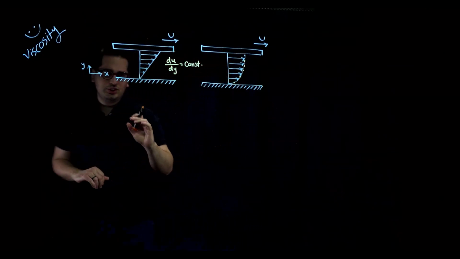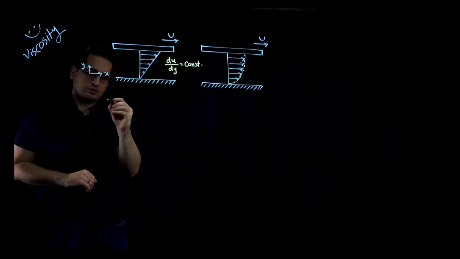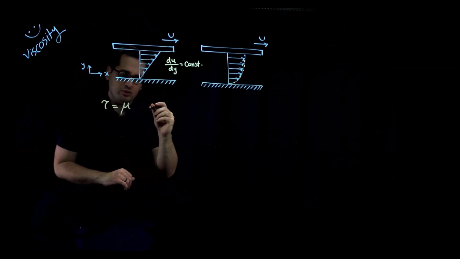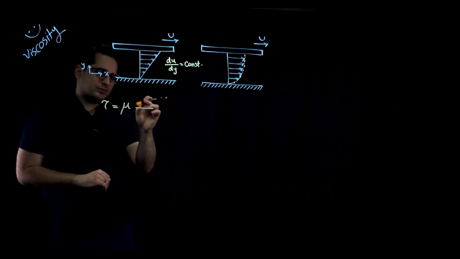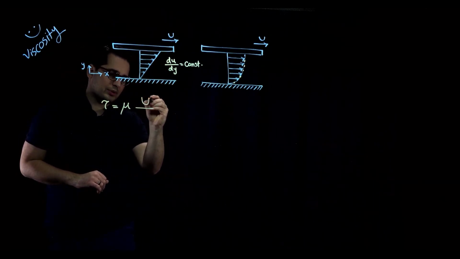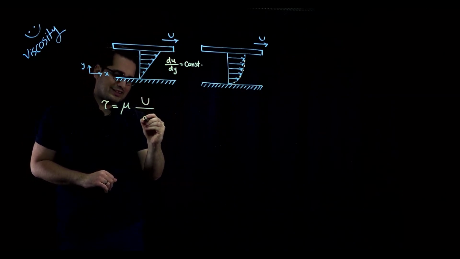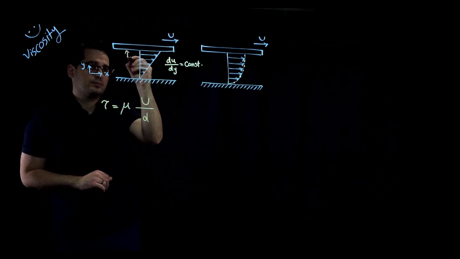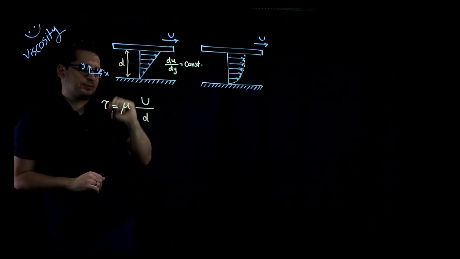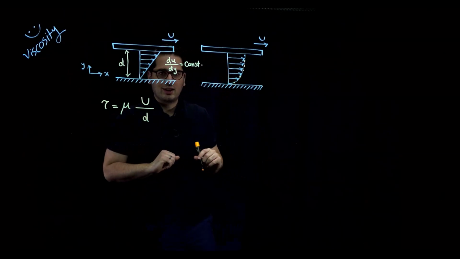This one is pretty easy. So whenever you have a linear velocity distribution, you can write Newton's law of viscosity like this. You have your dynamic viscosity mu, and instead of du over dy, you can replace it with capital U, the velocity of the plate on top, and in the denominator is going to be d, the distance between the plate on top and the surface at the bottom. So this would be d. Perfect. This is a simplified version of Newton's law of viscosity.